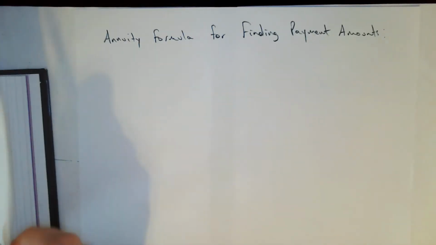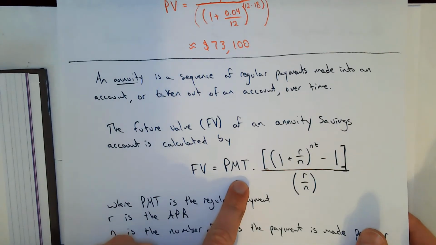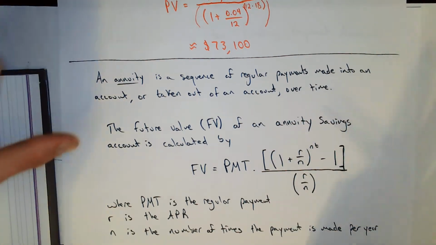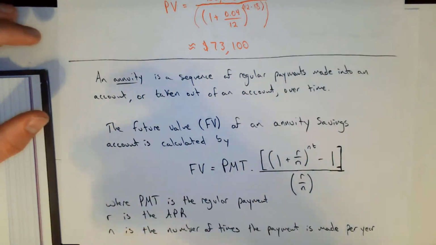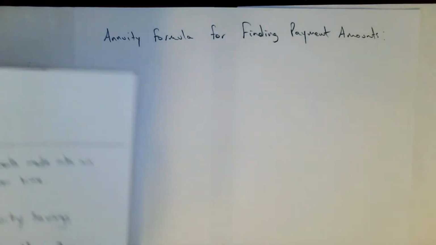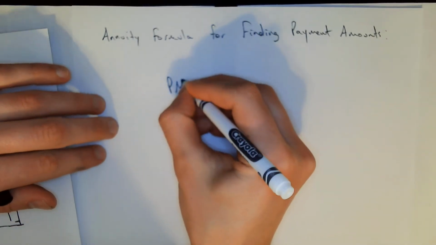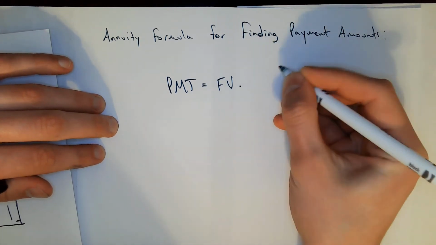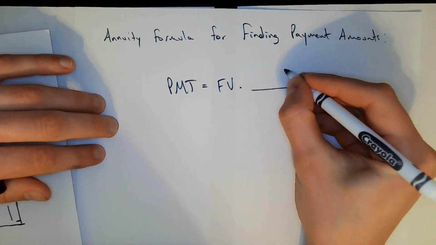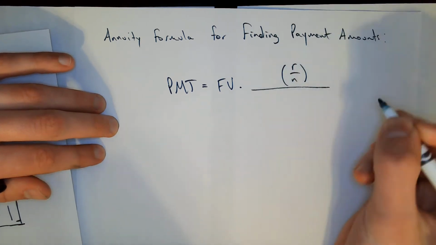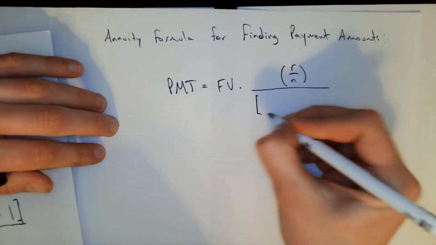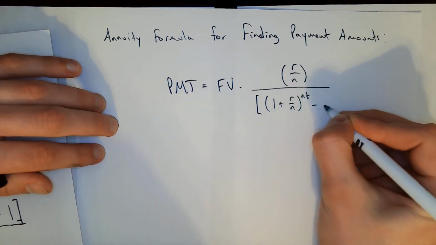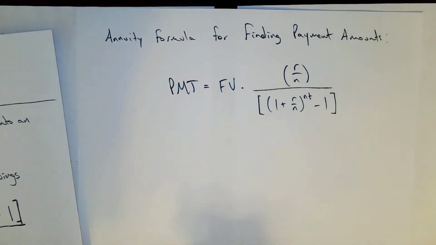So what I need to do is I need to solve for payment here, but that just means dividing by this giant thing, and that basically just flips it upside down. So it's going to look just like this. Payment is equal to FV, future value, times that giant fraction, except it's just flipped upside down. That's all that happens when you divide by a fraction. Just flips it upside down. There it is. There's the formula.